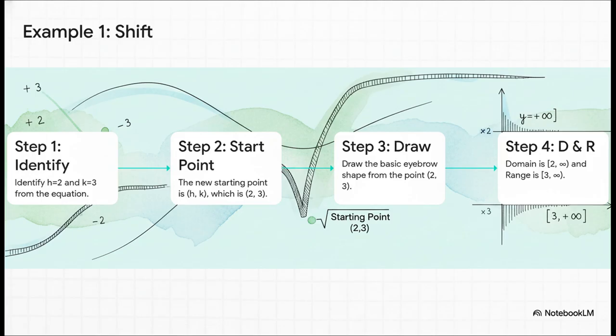From that point, we just sketch our basic eyebrow shape. And hey, notice how the domain now starts at our H value of 2 and the range starts at our K value of 3? It all lines up.